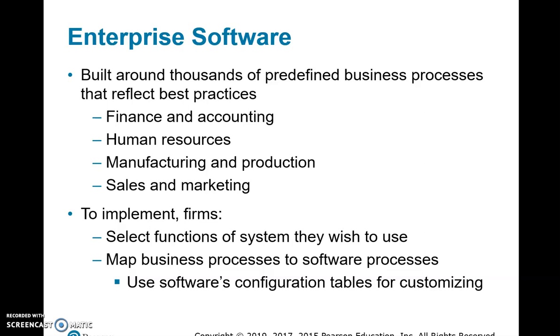To implement this kind of enterprise software, firms select what functions they want to use. Some companies will say, I want only accounting or finance. Some will say, I want accounting, finance, sales and marketing, as well as manufacturing. Some will say, I want accounting and finance, sales and marketing, and customer service. But one thing you can see is that accounting and finance is central. That is the basic idea of enterprise software. The accounting and finance systems are the basis of the system.